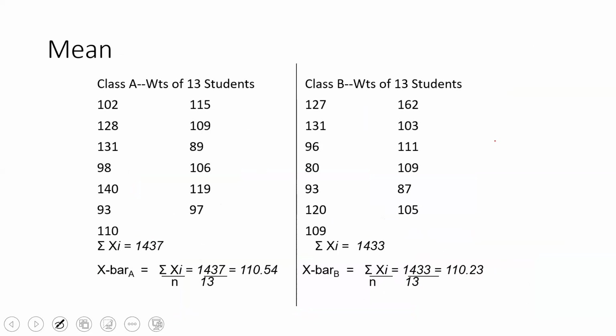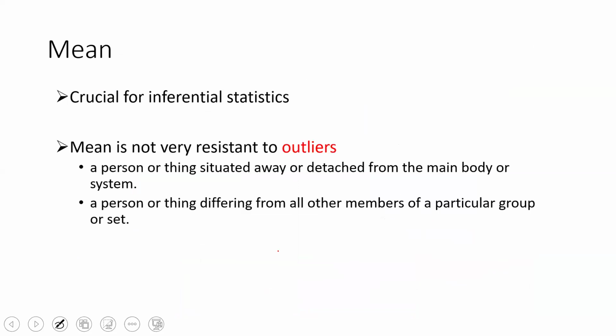So we have class A, we have class B. What is the mean? We have done that earlier at the beginning. You add all the 13 figures and divide by 13. So mean is very important for inferential statistics, but it's not resistant to what we call outliers. You understand? An outlier is a person or thing differing from all other members of a particular group or set, far detached from the main body.